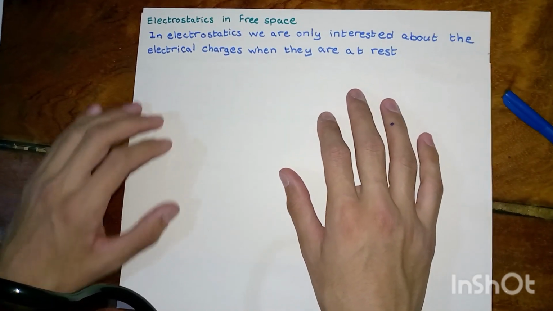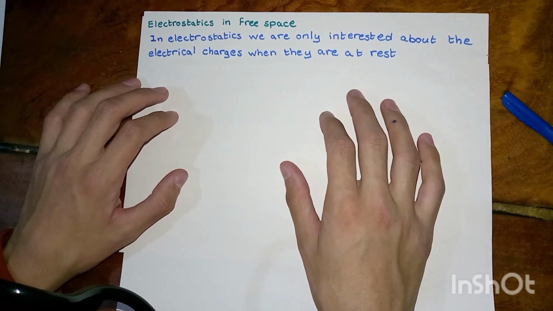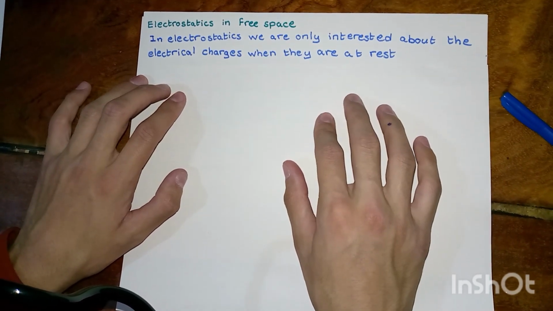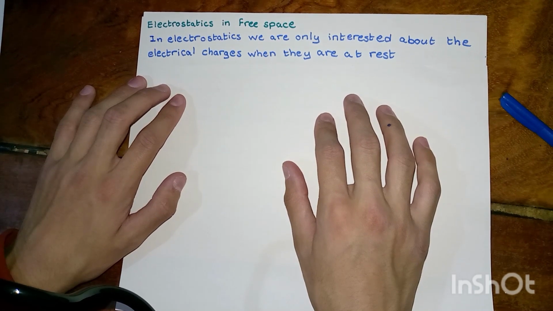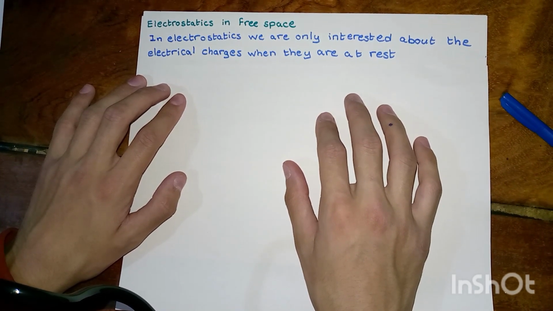Hello everyone and welcome. In today's lecture we are going to talk about electrostatics in free space. Firstly, let's start with the definition of electrostatics. Electrostatics is basically a branch of electromagnetism.